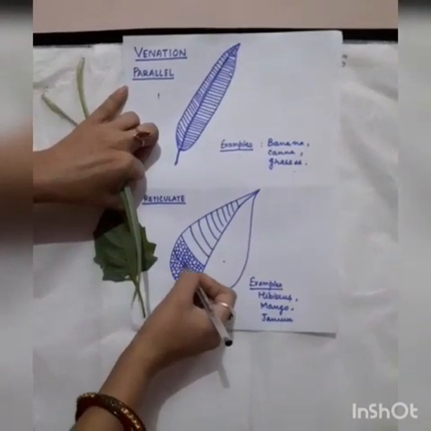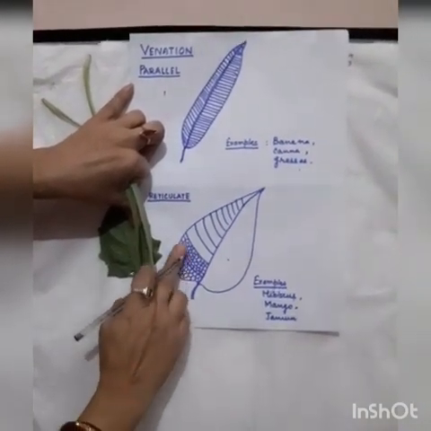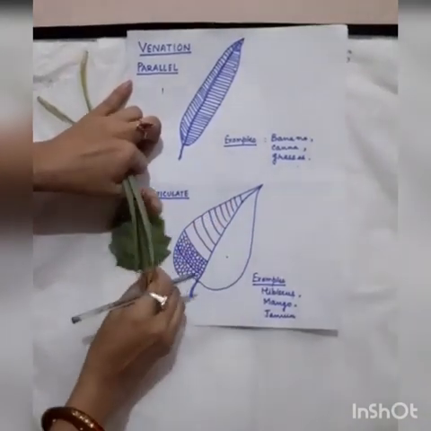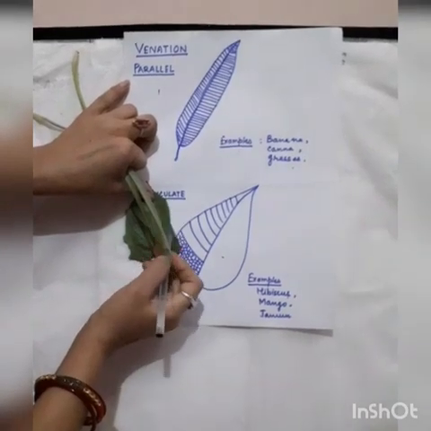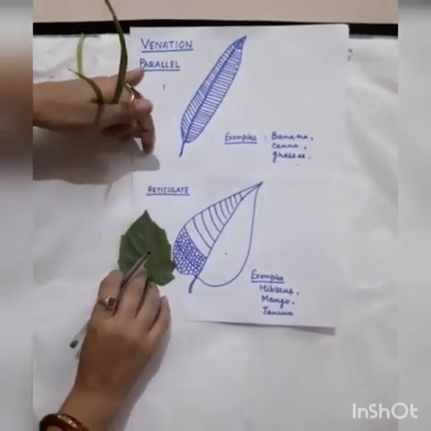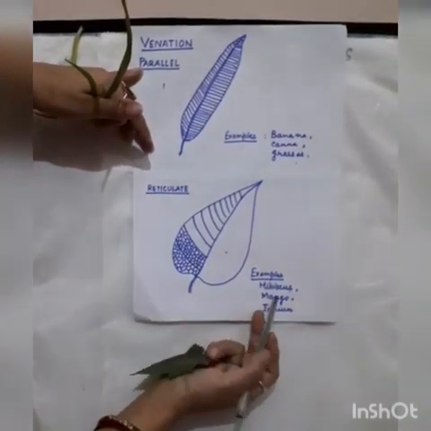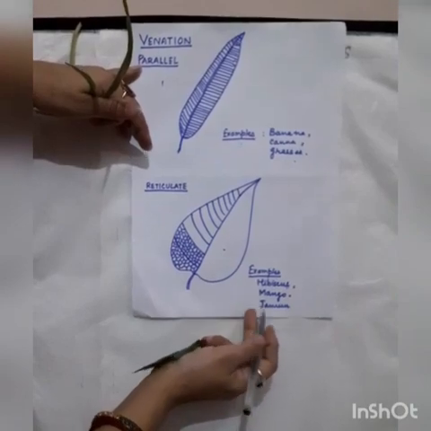It is divided into many side veins, and these side veins are irregularly arranged on the leaf blade. You can see in this, they are irregularly arranged on the leaf blade, and this type of arrangement is known as reticulate arrangement. Examples of reticulate venation are hibiscus, mango, jamun. They all are the dicot plants.